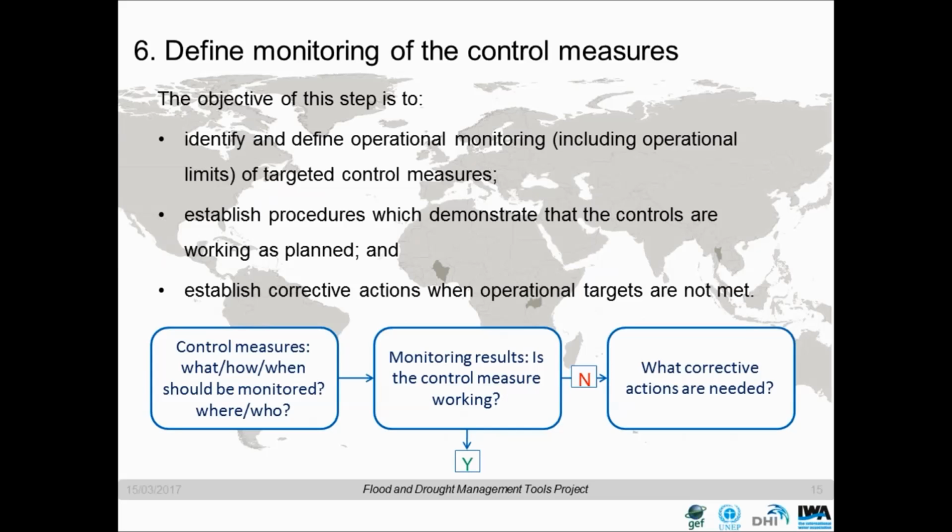After the plan, the WSP team defines how it will monitor the control measures, and monitoring of the control points is essential for supporting risk management by demonstrating that the control measure is effective and that if a deviation is detected, actions can be taken in a timely manner. Therefore, this step helps the team to identify and define operational monitoring that includes operational limits, and also to establish procedures which demonstrate that the controls are working as planned. And if these are not being met, then you establish corrective action.